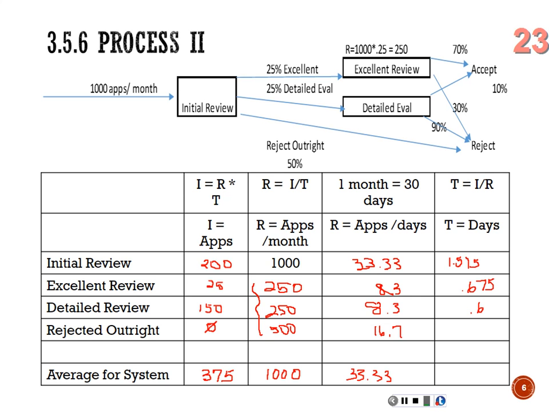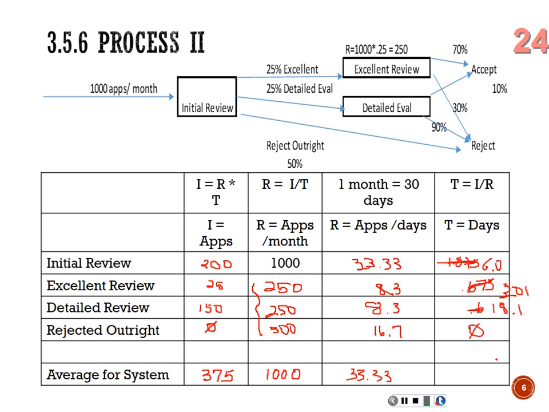Sorry. I got to looking at the next slide thinking that was going to give me my answers. Let's double check this. 200 divided by 33.33 should be 6.0. The excellent review, 25 divided by 8.3 is 3.01. And the detailed review, which is 150 divided by 8.3, is 18.1. And then the rejected review is 0.